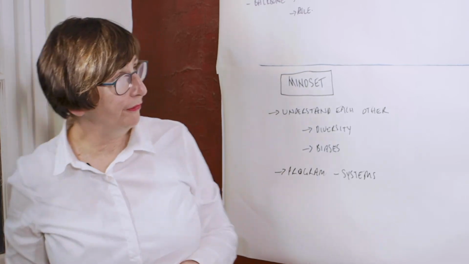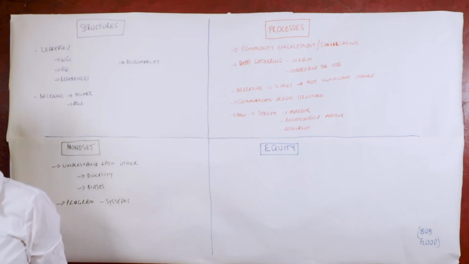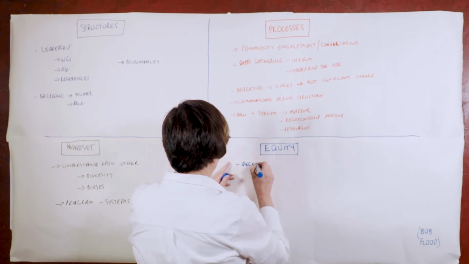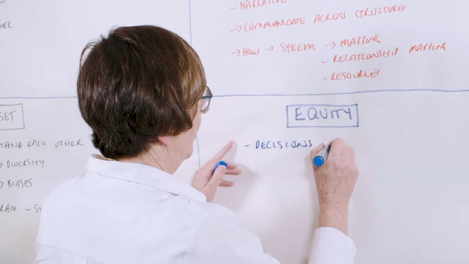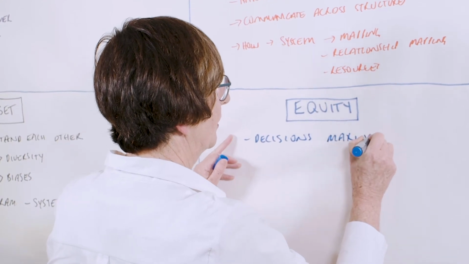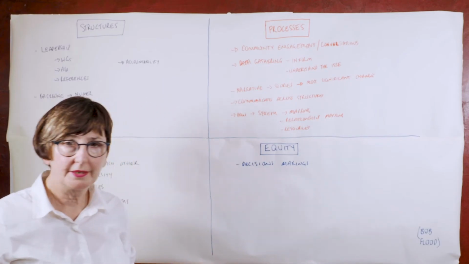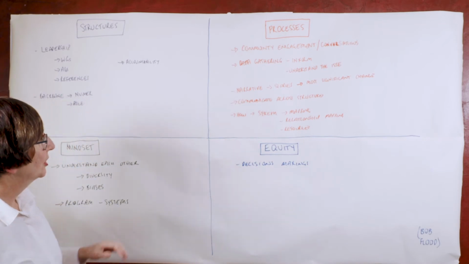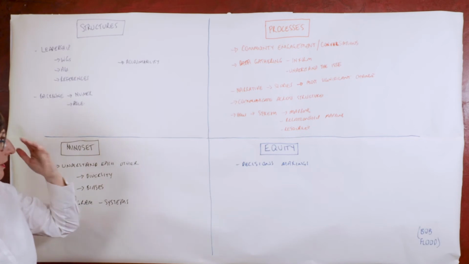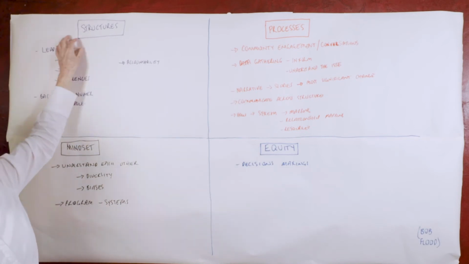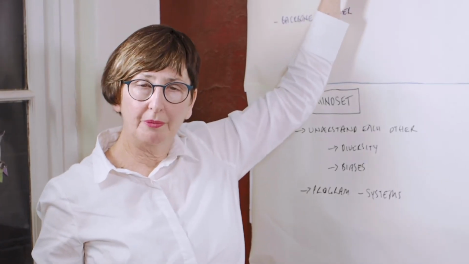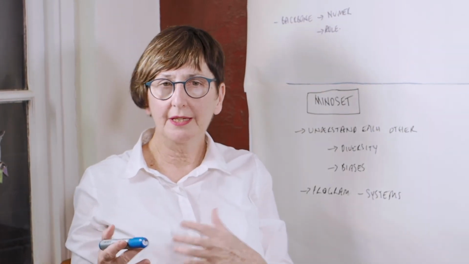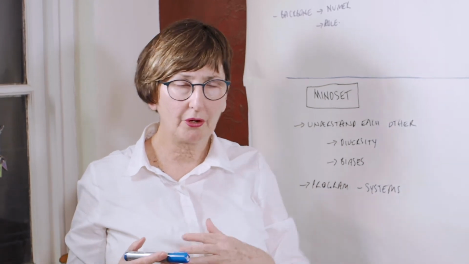And then the fourth quadrant, which is around equity, is getting really clear about who makes the decisions, where the decisions are made, and which decisions who makes. So often in a traditional way of doing this work, you'd have a leadership table or a governance table, and it would be there that the decisions are made. And they're holding the yay or nay across the whole work.